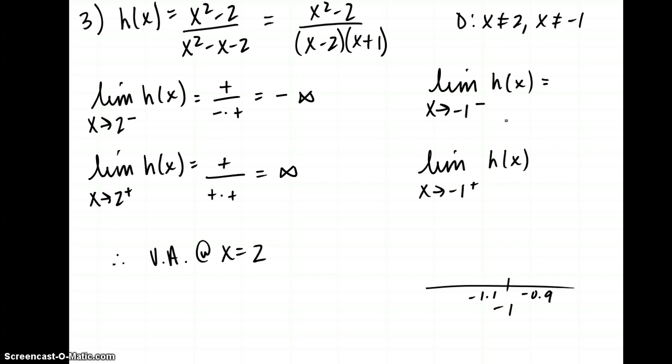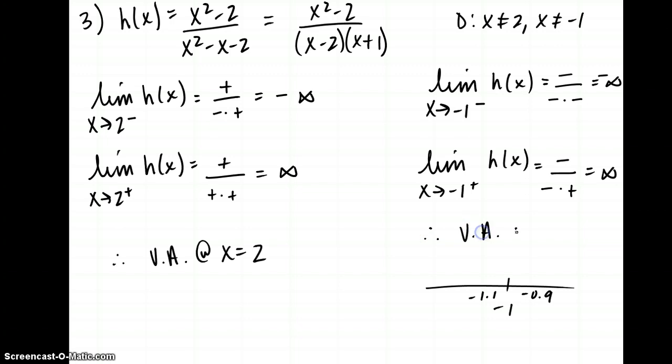So negative 1.1 squared minus 2 would give me a negative value. Negative 1.1 minus 2 would give me a negative, times negative 1.1 plus 1 would give me another negative. So this would approach negative infinity from the left. Negative 0.9 squared minus 2 would give me a negative value in the numerator. Negative 0.9 minus 2, that would give me a negative, times a positive for negative 0.9 plus 1. So this would approach positive infinity.